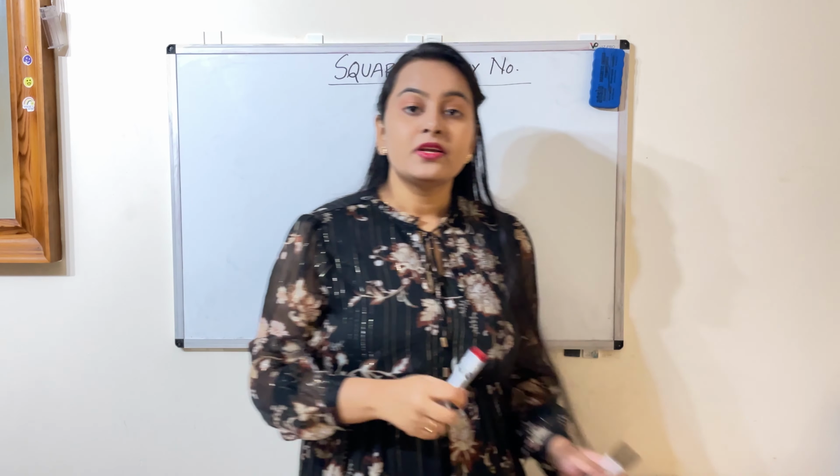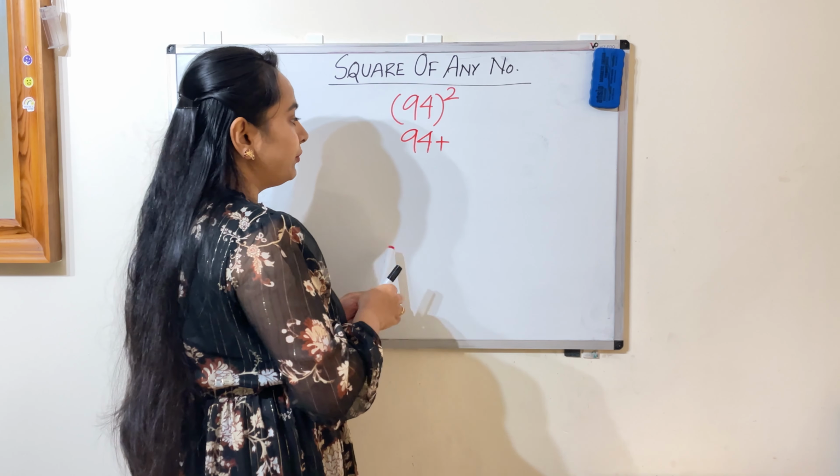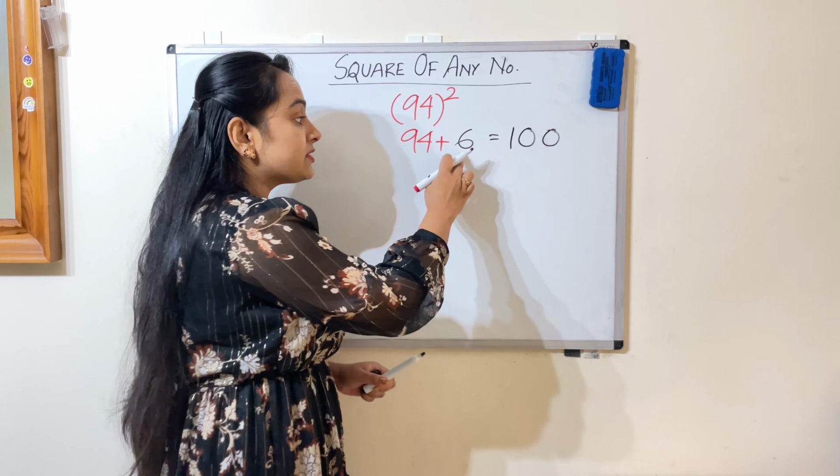Our next example is to find the square of 94, right? So how can we find 94 square? To 94, we have to add some number to make it 100, the nearest 10. So if we add 6 to it, it will become 100. So 94 plus 6, what are we getting? 100, right? So we have added 6 to it.